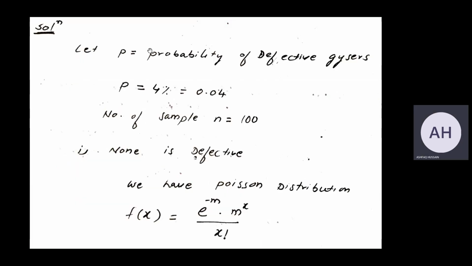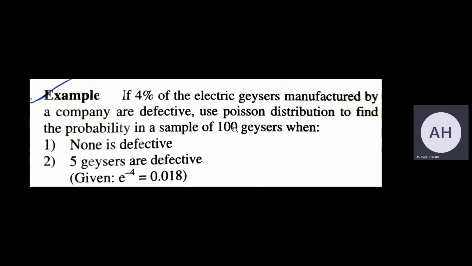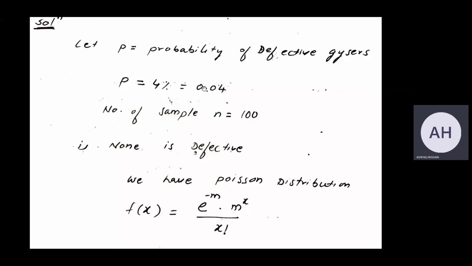Let us observe here. Let the probability of defective geysers be p. In the question it is given that 4% of products are defective, so that is 0.04. How does it come to 0.04? It is given in percentage, not in values, so the probability of a defective product is 0.04. The number of samples is 100 in the question, so again we consider the number of samples as 100. The question is, what is the probability that none of them is defective?